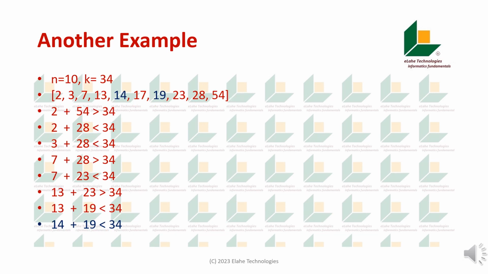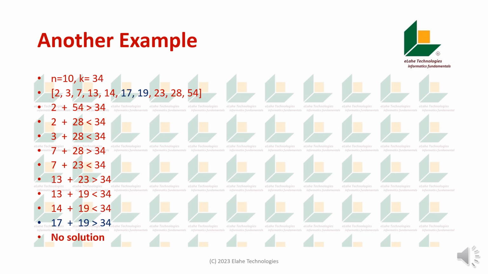14 plus 19 is less than 34. So, the left pointer needs to be incremented yet again. Finally, 17 plus 19 is greater than 34. Now we have run out of options. We conclude that no solutions are possible.